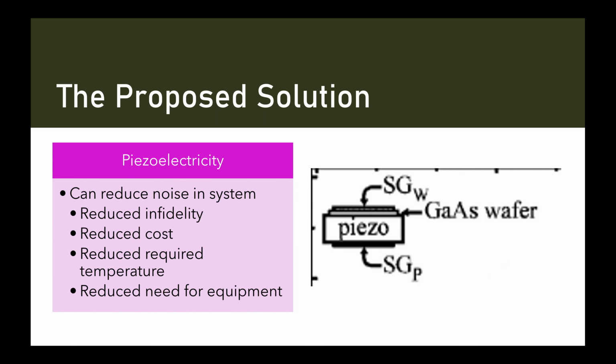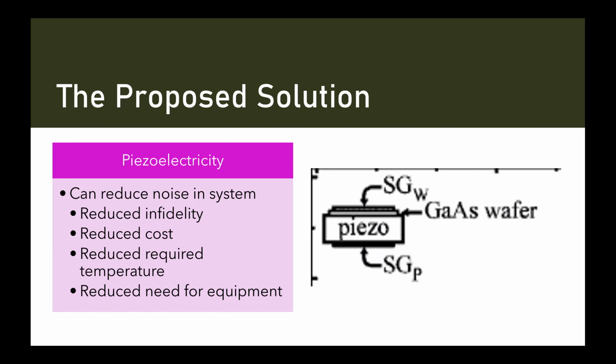So what is the proposed solution? To reduce noise in the system, which is the main issue for all of those previous problems, we can use piezoelectricity. What is piezoelectricity? That is inducing strain on a system via electricity, or inducing a current on a system via strain. Now we would induce strain via current, and what this can do is reduce noise. This can reduce the infidelity, which is the accuracy of the quantum dot. It can reduce the cost, it can reduce the required temperature, and it can also reduce the amount of equipment you need to do this.